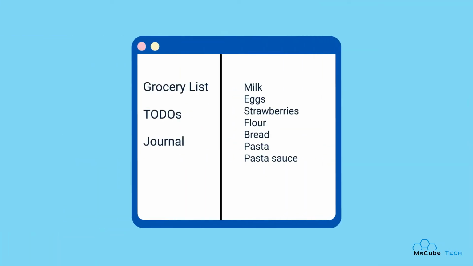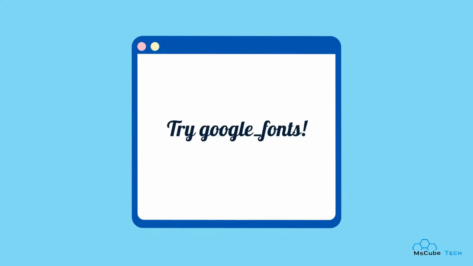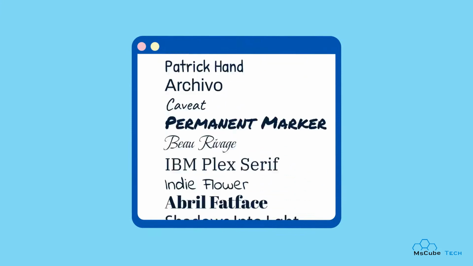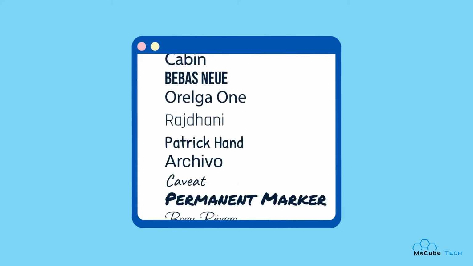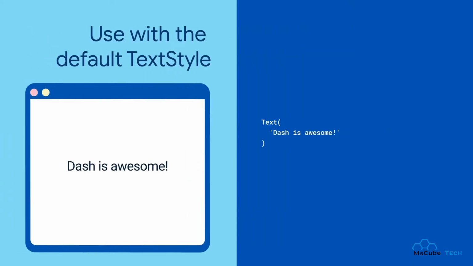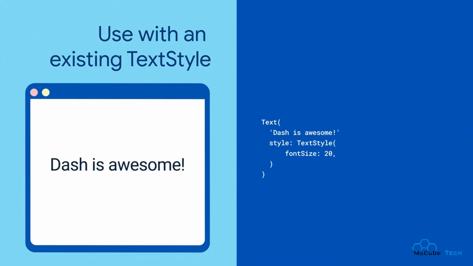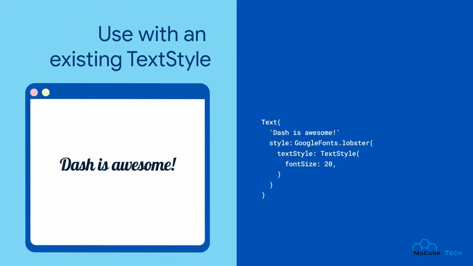Ever looked at your app and thought, the default system font looks fine, but I really wish I could make it more distinctive? In that case, try out the Google Fonts package. Google Fonts lets you access over 1,400 font families without storing any font files locally, making it a great option for faster development. If you already have a text widget, just give it a Google Fonts text style. Already styled your text and just want to change the font family? Wrap the existing style in a Google font.